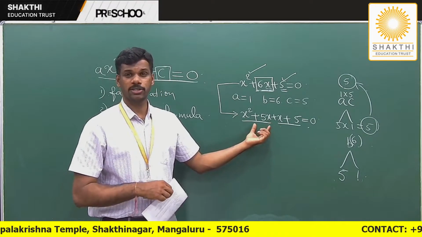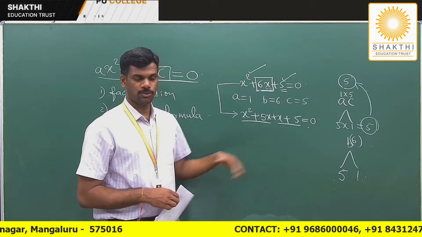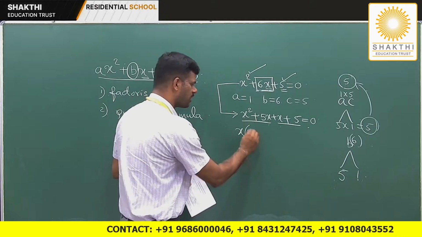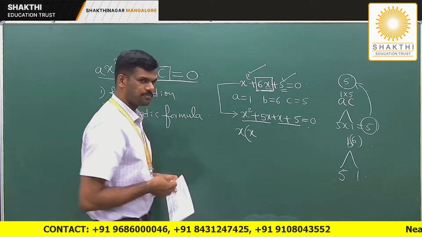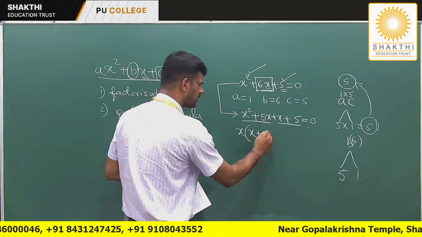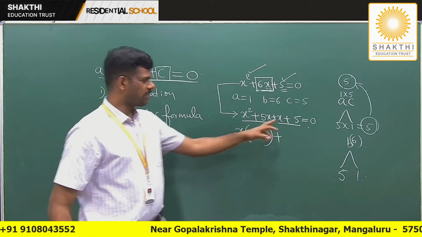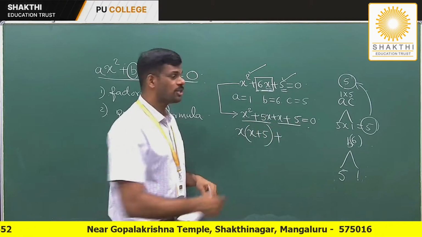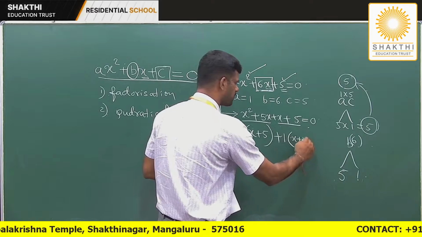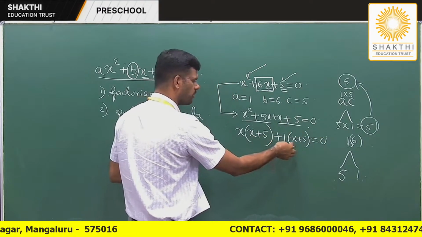If you ask me what is common in this, I say x is common in the first two. So when x is common, x into x is x square, so x remains here. 5x is here, x is taken out, what remains? 5 remains, plus. In x and 5, nothing is common, so 1 we should take out. I take 1 out, remaining with x plus 5 is equal to 0. From x and 5, only 1 is common, so x plus 5.